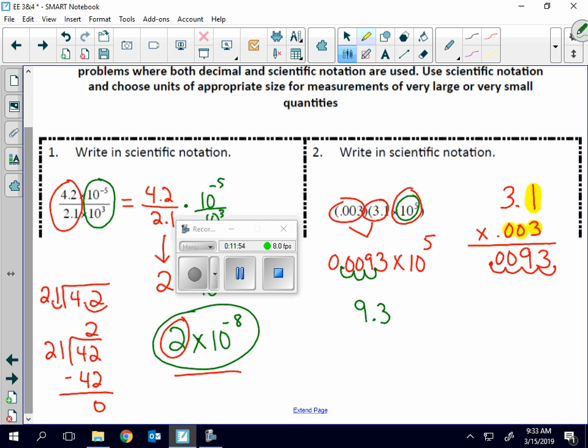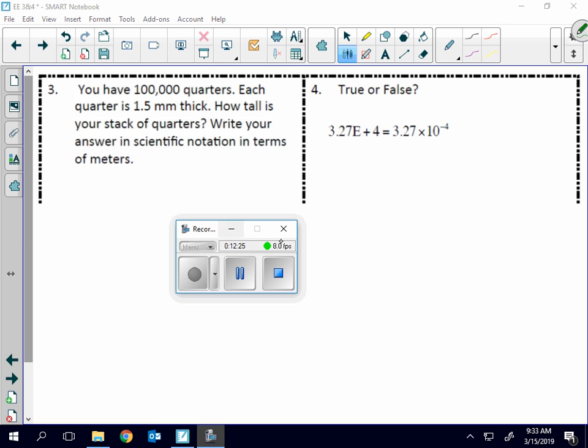Since I made it bigger by 3, I need to make my power of 10 smaller by 3. So instead of just 10 to the 5th, I need to make it smaller by 3. So this ends up being 9.3 times 10 to the, well, 5 minus 3 is 2. Second power. Don't forget the number out front has to be between 1 and 10. Okay.